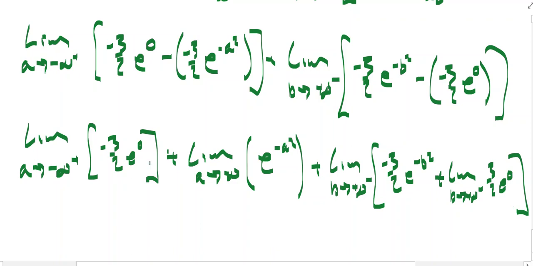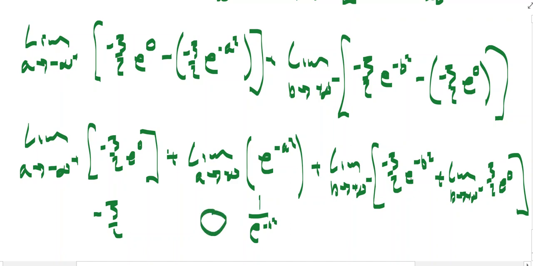Alrighty, so let's take a look at each one of these limits. Well, e to the 0 is 1, so this is a negative 3/2, which is a constant, and so the limit of a constant is the constant. Here we have e to the negative a squared. Now what is happening is a is approaching negative infinity. It's sometimes easiest to think of these with a positive exponent. Think of it as 1 over e to the a squared. So as a is approaching infinity, the denominator is going towards infinity. Once again, if the denominator is going towards infinity, this whole fraction is approaching 0.